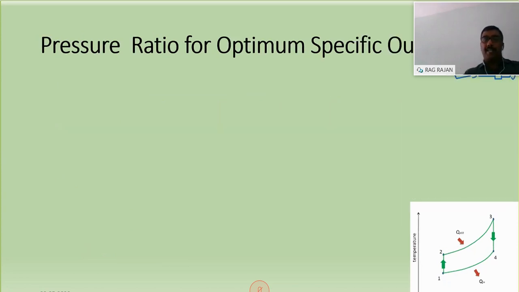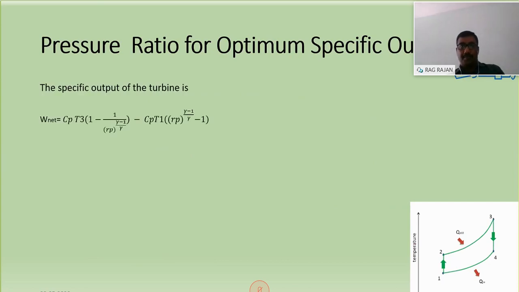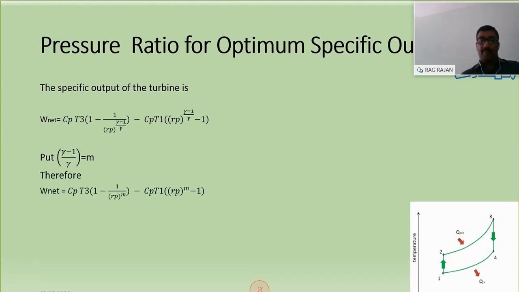Now we are going to the pressure ratio for optimum specific output. The specific output of the turbine, already we have seen what W net is: the work done by the turbine minus the work done by the compressor. That part already we have seen and we know this particular part. Now always carrying this gamma minus 1 by gamma in every equation is very difficult. So we can put gamma minus 1 by gamma equal to m. Therefore, W net is equal to Cp into T3 into 1 minus 1 by Rp raised to m. Instead of gamma minus 1 by gamma, you are writing it as m. And the next term is Cp into T1 into Rp raised to m minus 1.